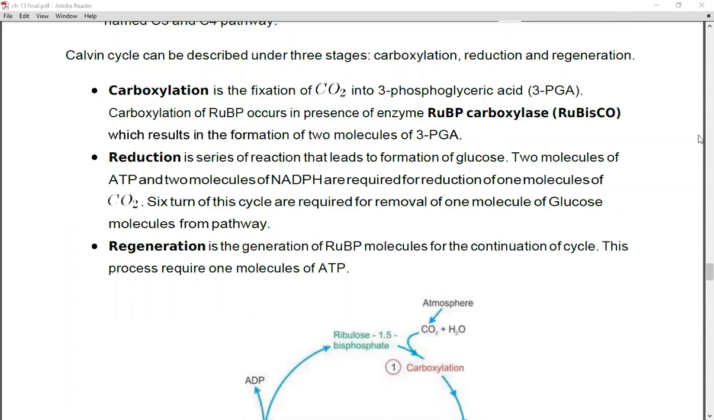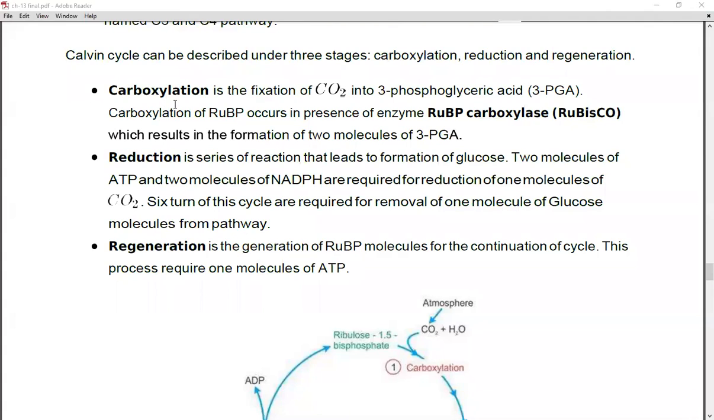So the Calvin cycle is described under 3 stages, right? So there are 3 steps present in the Calvin cycle. The first is carboxylation, the second is reduction, and the third is regeneration, right? So we are going to see the 3 steps in detail.